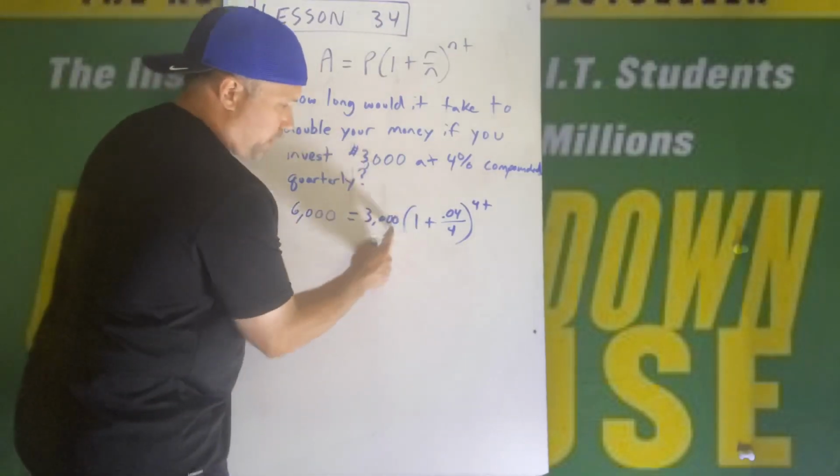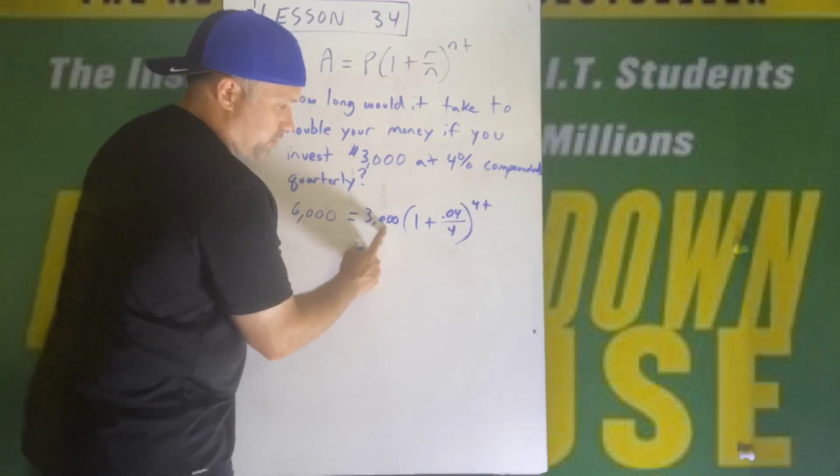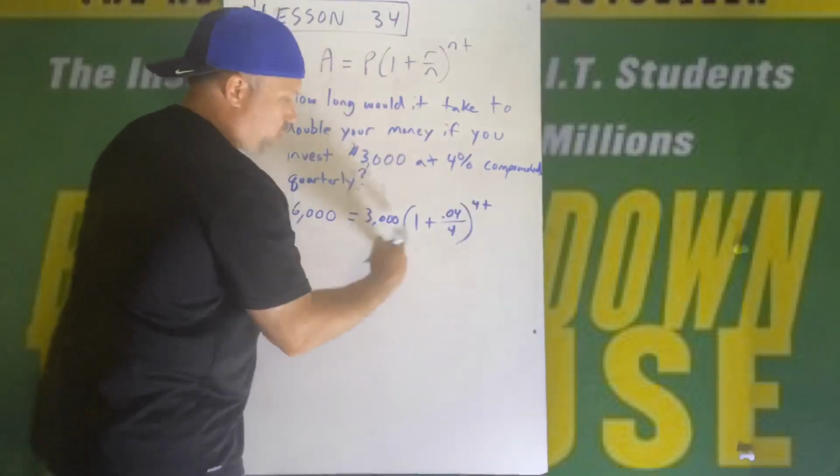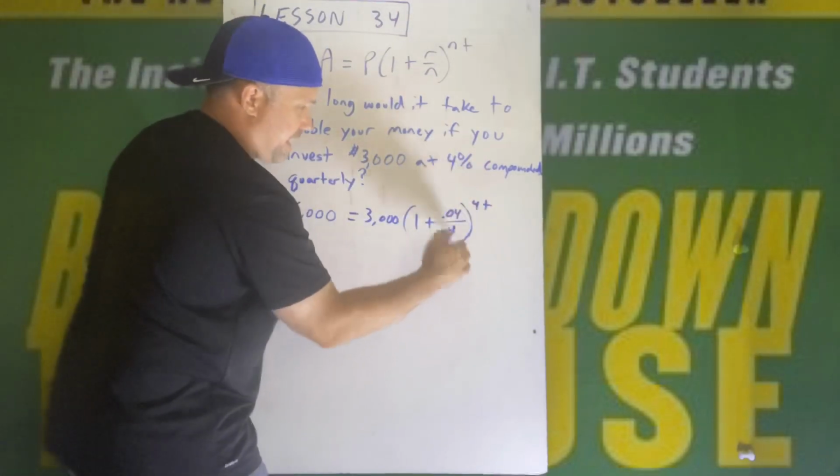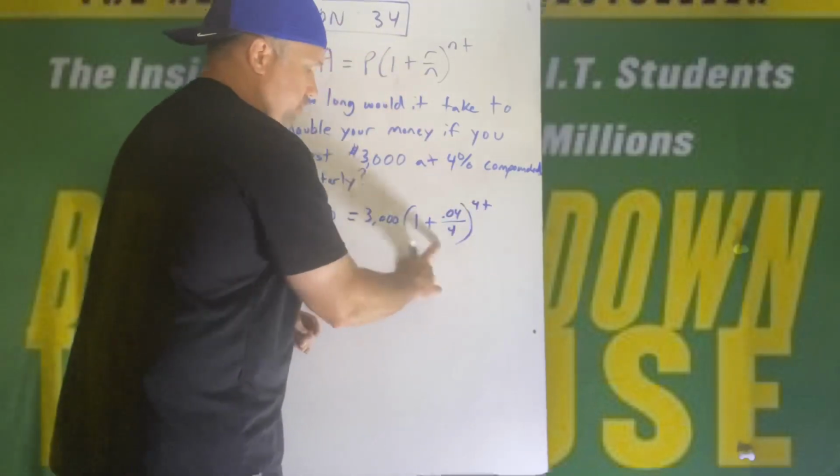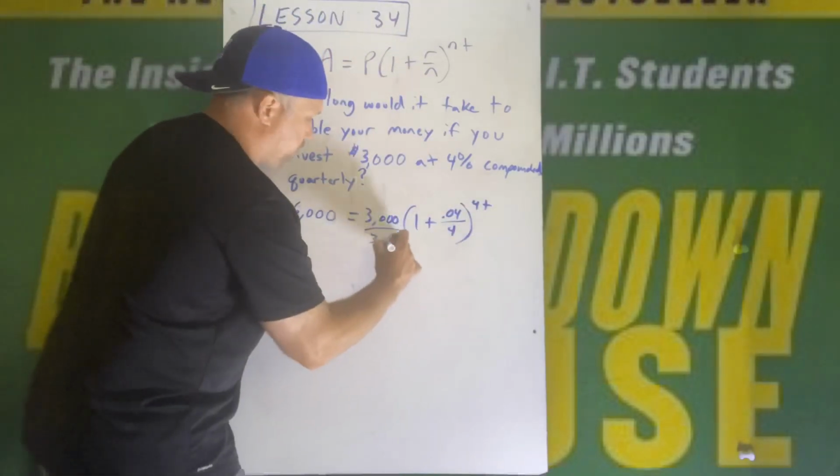You can't multiply these two together because if you do, that's not going to work because this exponent right here is attached to those parentheses. So you can't multiply these two. So I need to divide this 3,000 over first.